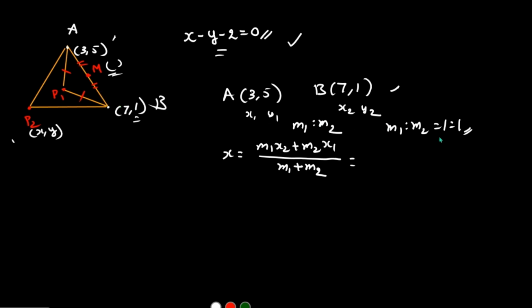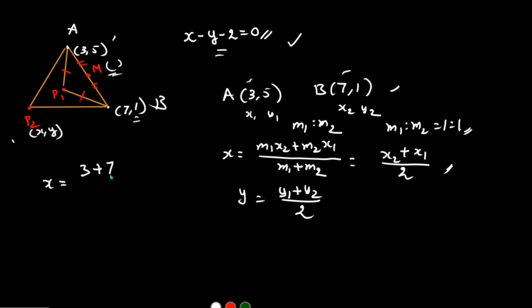Let's substitute m1 as 1. So if you substitute here, then we will get x2 into 1 plus x1 divided by m1 plus m2, which is 2, right? Similarly, if you do it for y, we will get y1 plus y2 divided by 2, okay? Let's find the midpoint. X is equal to, what are the x numbers here? 3 and 7, okay? 3 plus 7 divided by 2. Then it is 10 by 2, that is equal to 5.